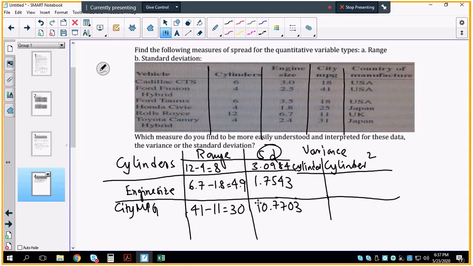If I'm comparing the engine size, then I would say this is the average engine size, versus saying this is the average engine size squared, or this is city mileage per gallon versus city mileage per gallon squared. So the easier one to understand according to the unit is the standard deviation. So we'll answer the question accordingly.